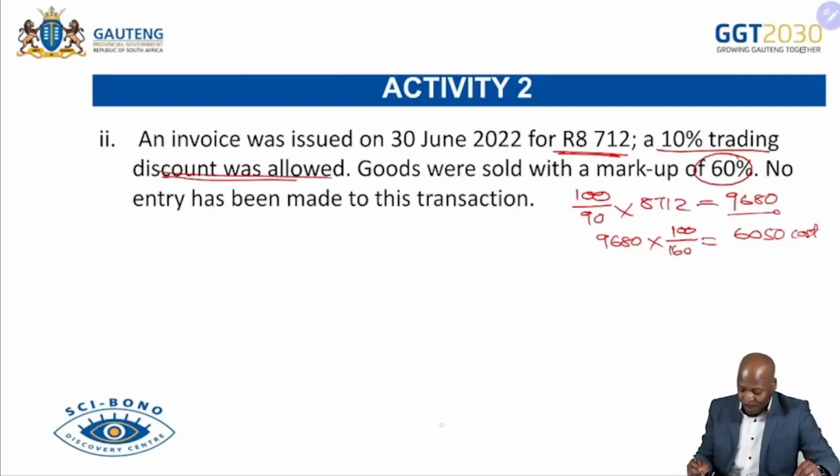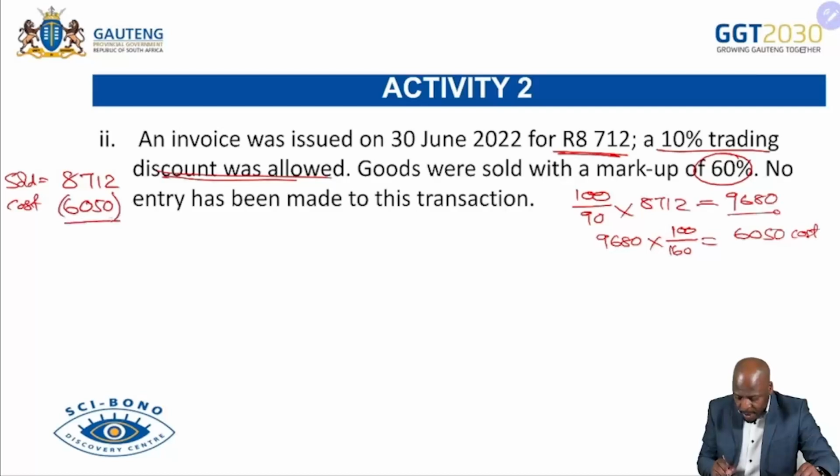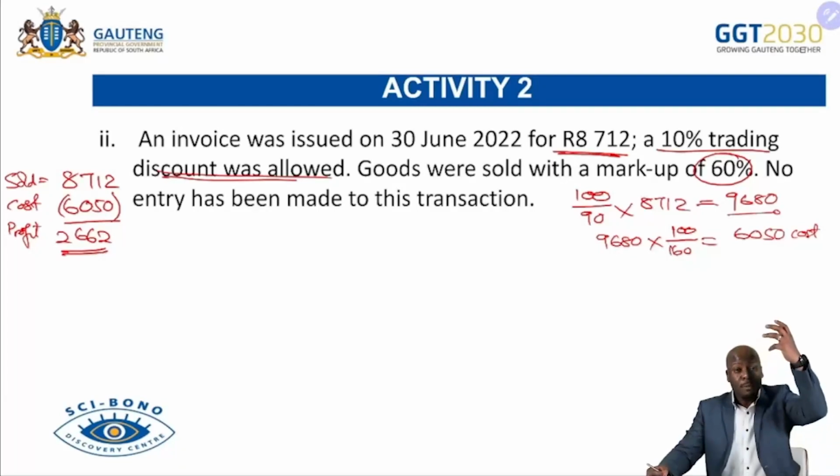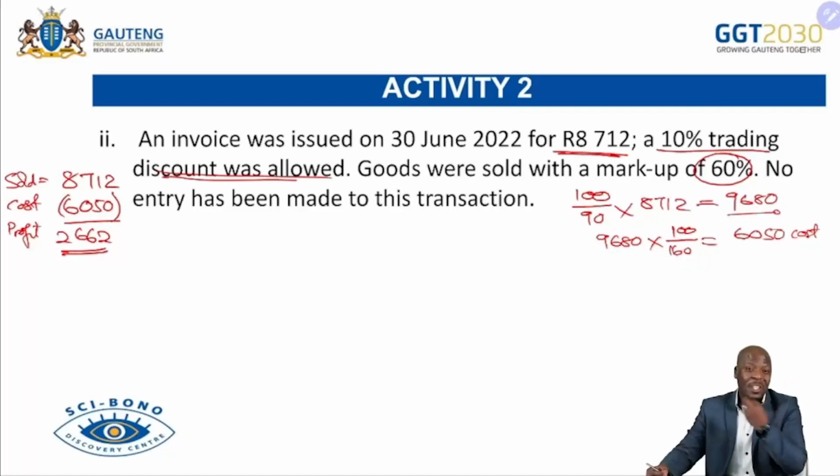So I now know that I have sold these goods for 8,712. But their cost is 6,050. So if I can get the difference between these two amounts, it should give me 2,662. That should be the profit, therefore, on this invoice that was not recorded. In other words, my net profit is understated because there is profit that I had not recorded.